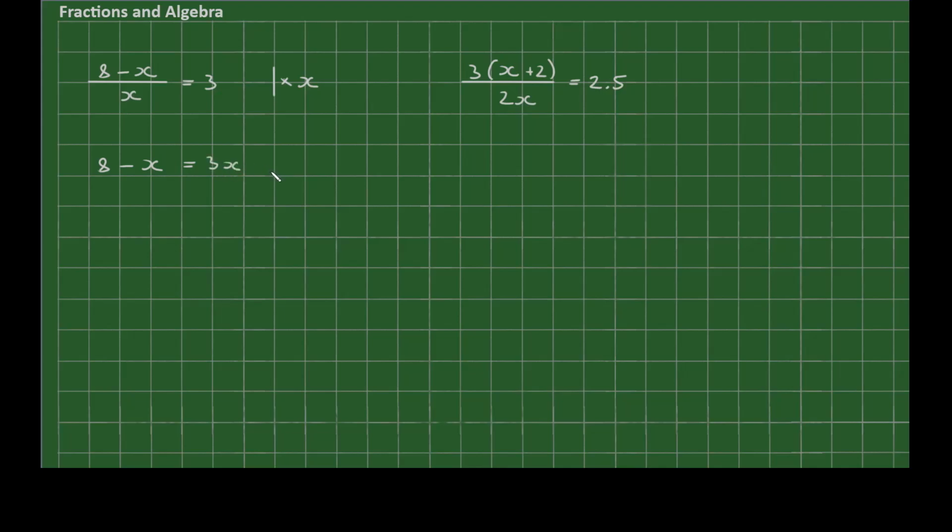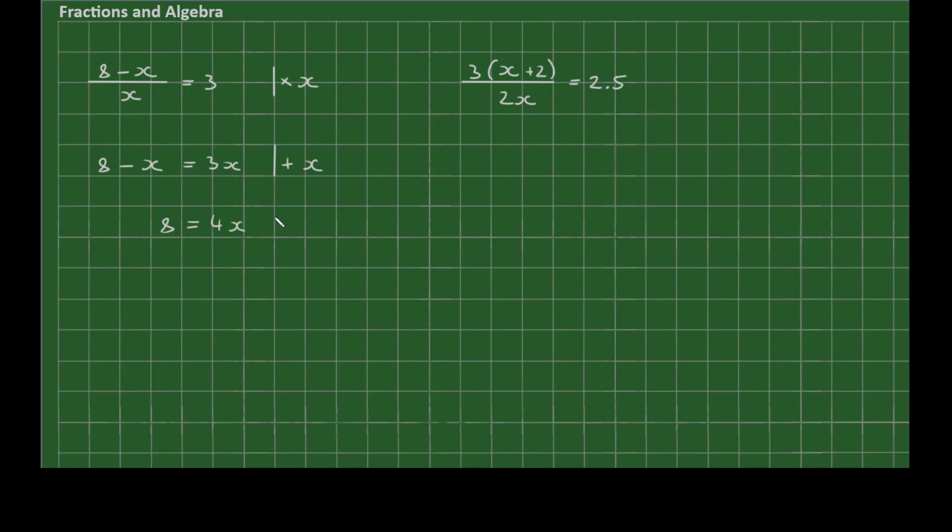Alright, this is now familiar territory. I need to get all of my unknowns on the same side. I always choose to transpose the lower value. So rather than transposing this 3x to the left, I'm going to transpose this negative 1x to the right. And I'm going to do that by addition. 8 will not be touched. Negative x plus x is 0, so it's gone. 3x plus 1x is 4x.